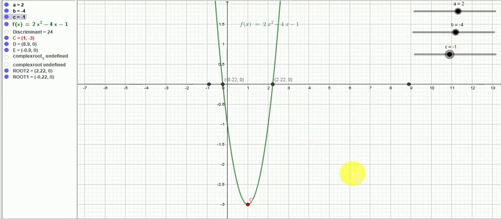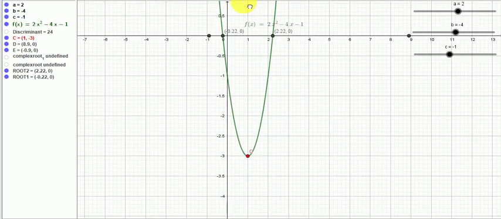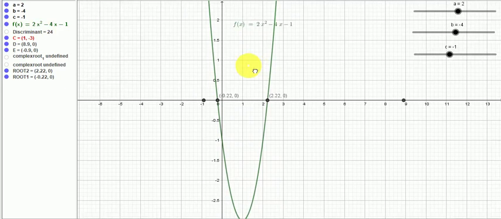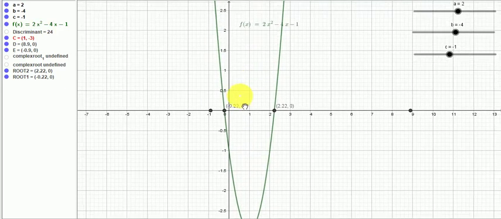Okay, so I got this graph for this quadratic expression. You can see it's a parabola. Here, what do you observe? This discriminant is 24. It's not a perfect square, it is greater than 0. Since it is greater than 0, this parabola intersects the x-axis at 2 points. One point is here, and the other point is this.